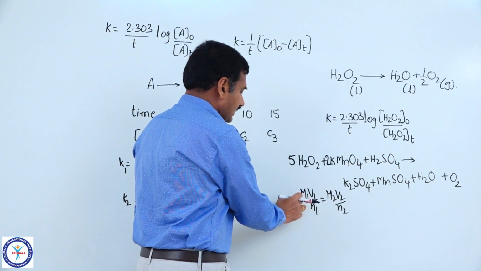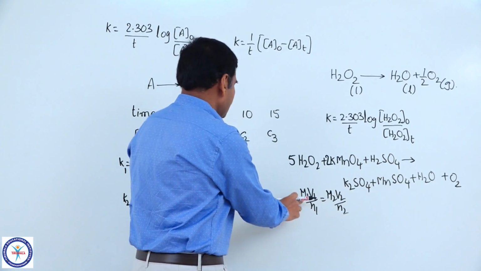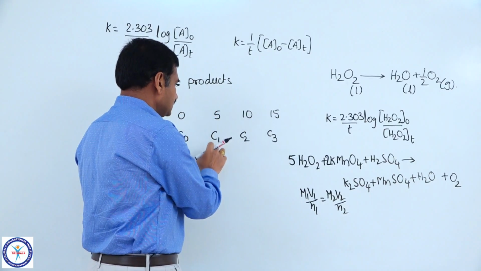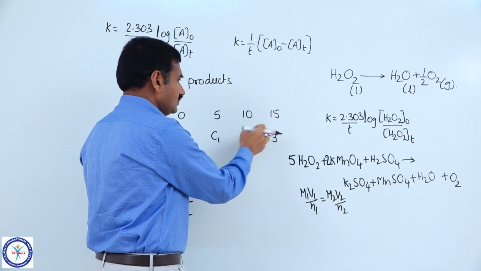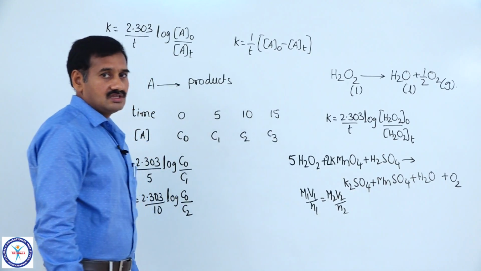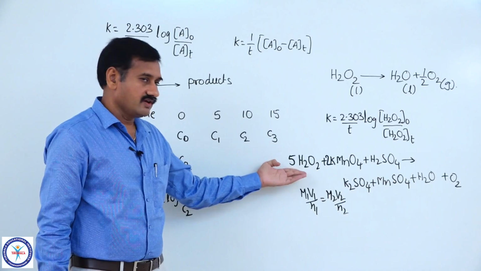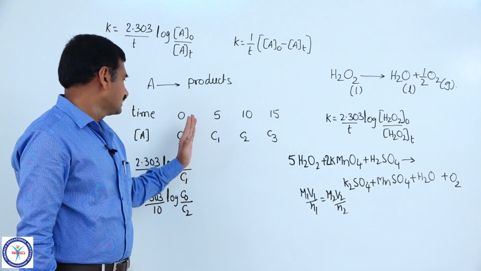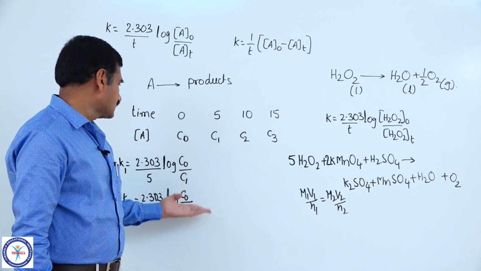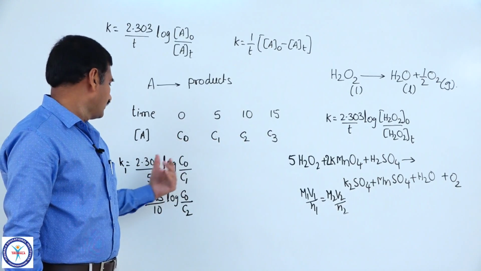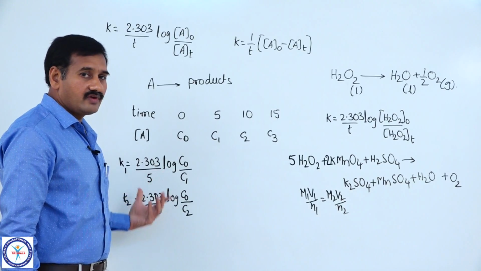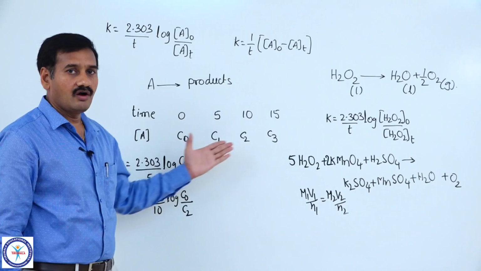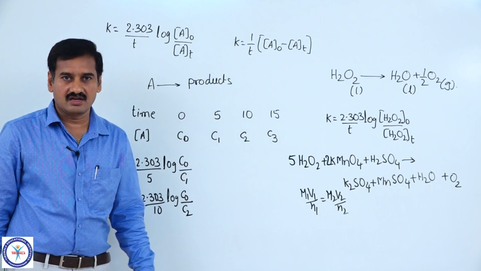You can calculate the concentration of H2O2. At time t equal to 0, it is considered as C0. At t equal to 5 minutes, C1; t equal to 10 minutes, C2, and so on. So that is the way of finding the concentration of hydrogen peroxide. Based on that, these C1, C2, C3 values are substituted and we get the value of K. If the value of K remains constant at 5-minute, 10-minute and 15-minute time, we have to say that the reaction is following first order kinetics.